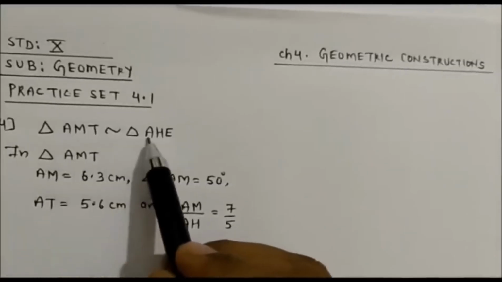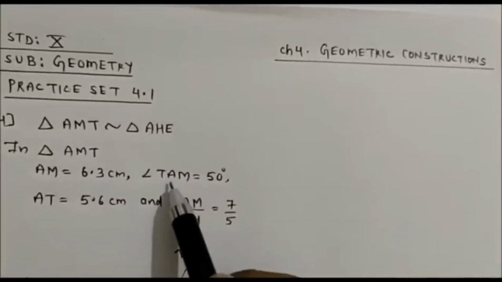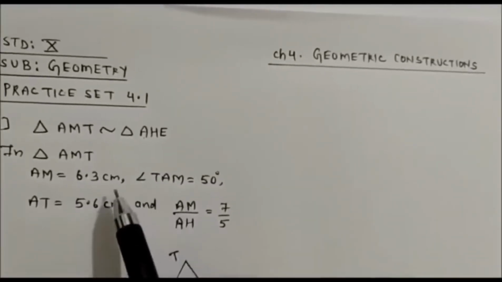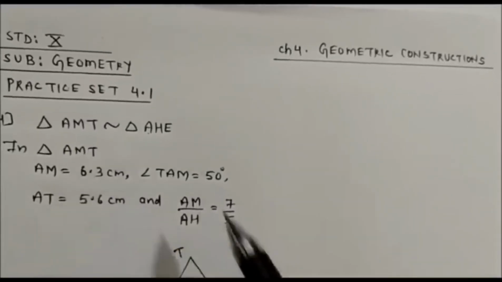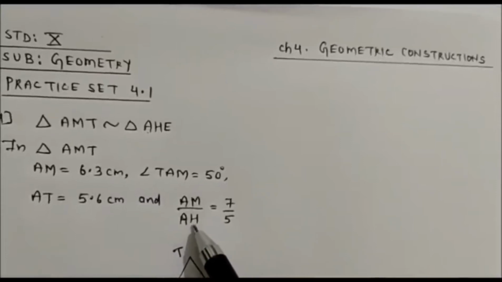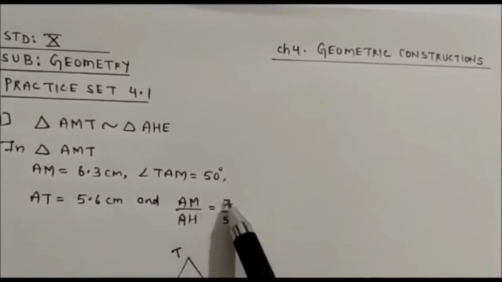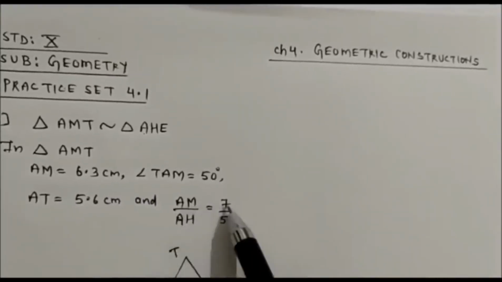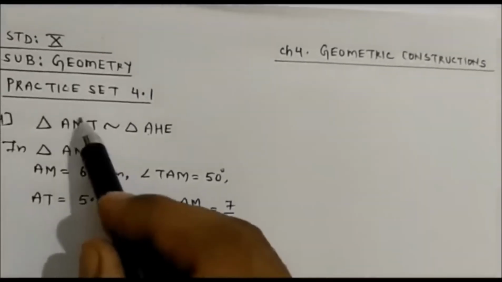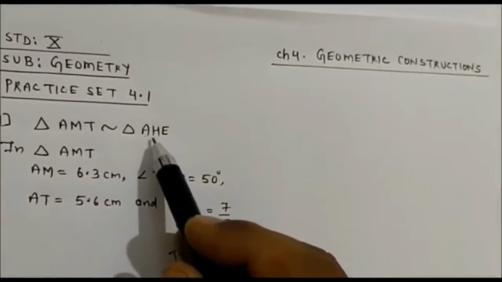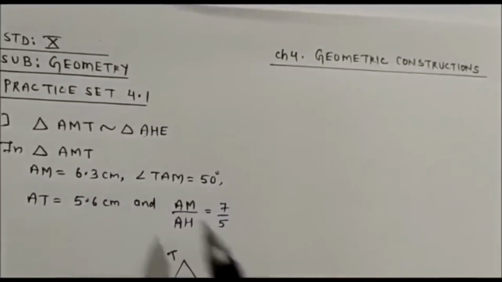Now we can see that point A is common, and this angle A is given as 50 degrees. So we have the measurements of triangle AMT, so we can construct this triangle. Now see the ratio AM upon AH, 7 upon 5. From the ratio you come to know that AM is 7 and AH is 5. So triangle AMT is the bigger triangle and AHE is the smaller triangle. So we'll draw the rough figure for that.